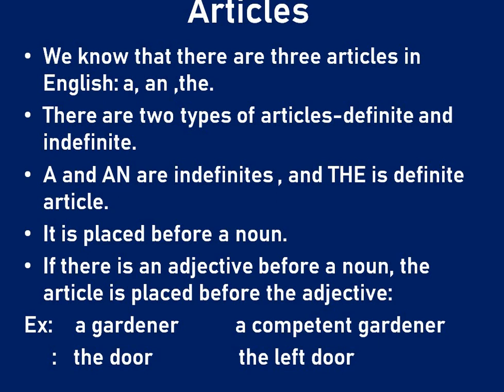If a noun is qualified by an adjective before the noun, then the article will come before the adjective. For example, gardener is a noun, a gardener, a is the article used. If I say a competent gardener, the adjective is competent, so we will use the article before that, a competent gardener. Another example, the door, the left door.